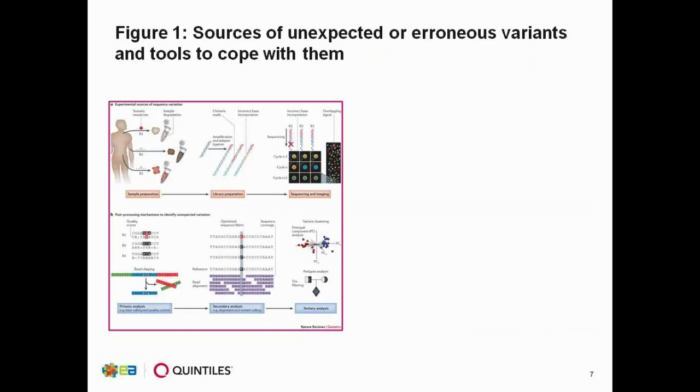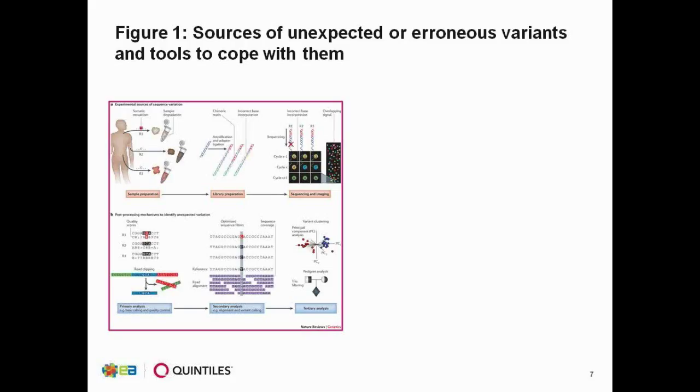Okay, so now that you have a clear understanding of those two variant types, then it becomes more clear why the Figure 1 caption reads as sources of unexpected or erroneous variants and the tools to cope with them, because once you've identified, as I said, the genotype, then what's remaining is the error, but also it's important to understand that you have the somatic variants in there as well.